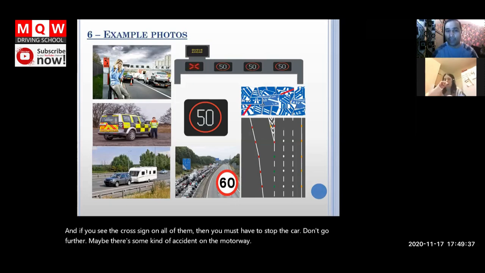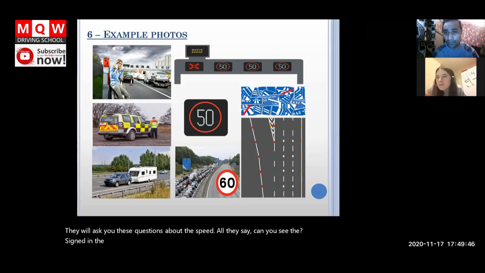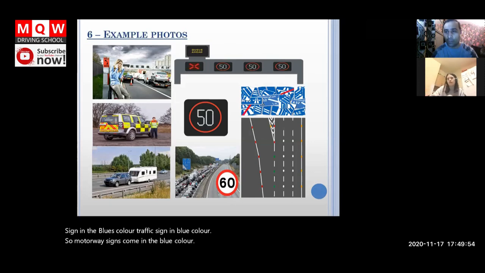Okay. They will ask you these questions about the signs. Can you see the sign in the blue color? Traffic sign in blue color? Yeah. So all the motorway signs come in the blue color. And then under this, you can see the stud colors: red, white, green, amber.